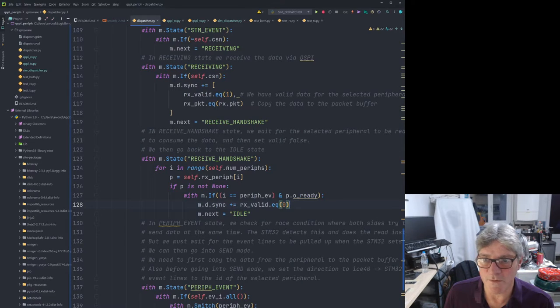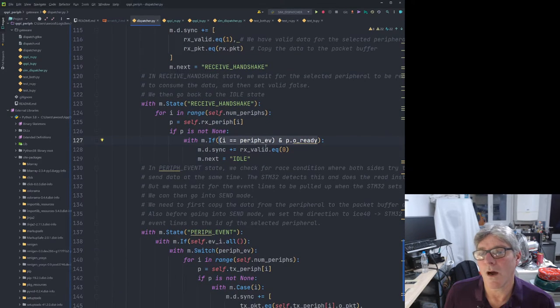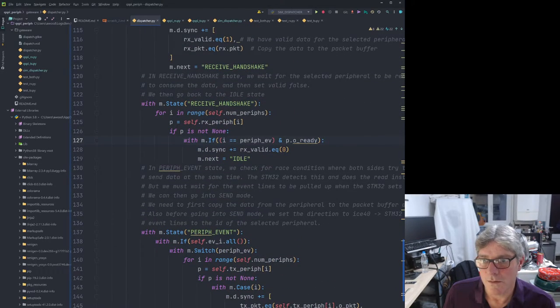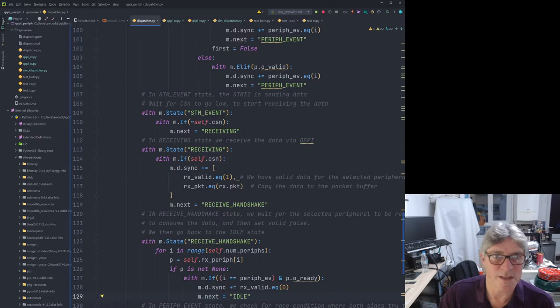So on this clock cycle, when we've moved to receive handshake, basically we're checking if it's ready, and we go through all the peripherals to find the one that matches the event ID that we received, and then we do a synchronous RX valid to zero, allowing the peripheral to pick it up. Is that the end? Is that the acknowledgement? I'm trying to remember now. Peripheral event, peripheral handshake, peripheral event. I've gone, you know, receive handshake, yeah. And then we return back to the idle state, so we can then repeat. It can be another STM transmission or a peripheral that needs to send.